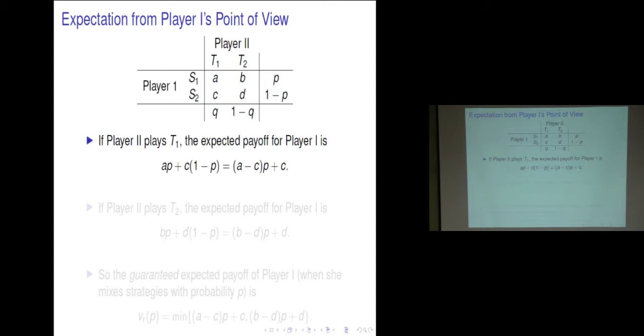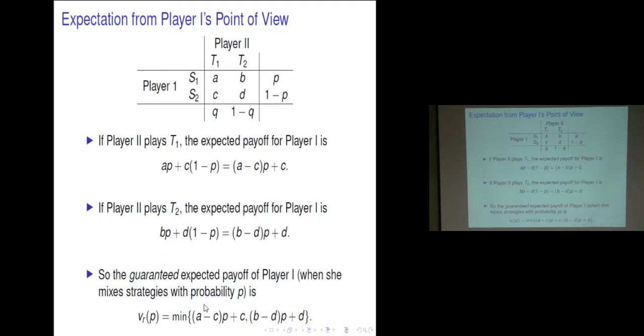Now, if player 2 plays the second strategy, T2, the expected payoff for player 1 is B times P plus D times 1 minus P. So it is (B minus D) times P plus D.